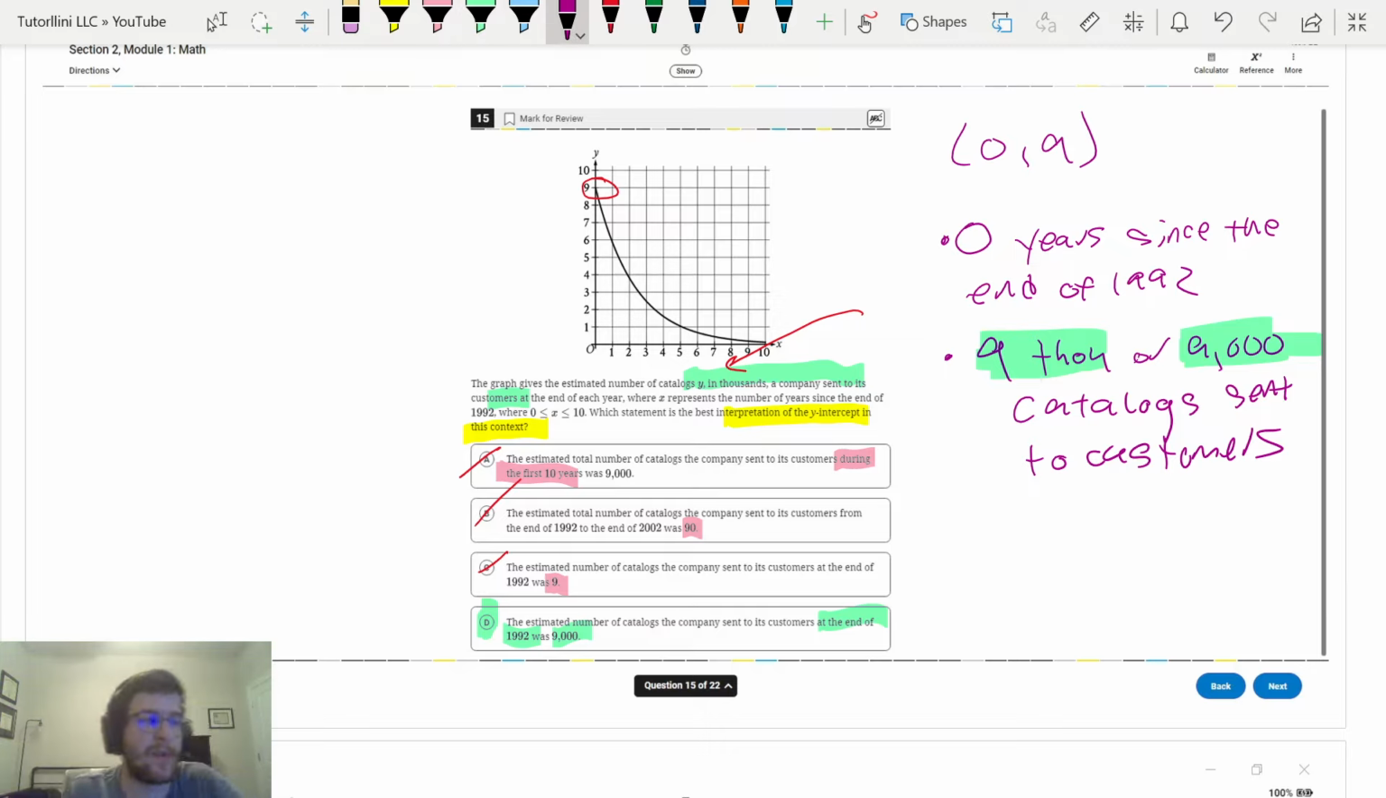Yeah, so to interpret any point, you just write down the x-coordinate and then write down the units after it. And you write down the y-coordinate and then the units after it, and you get that from the question. It says it in the question. Y in thousands, blah, blah, blah. X represents the number of years, blah, blah, blah. All right, let's keep going.